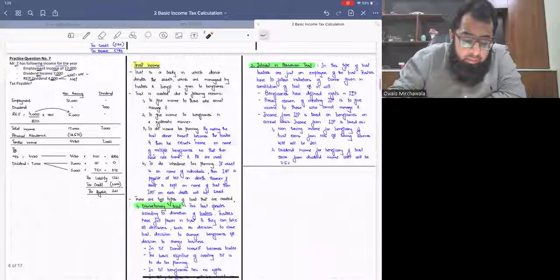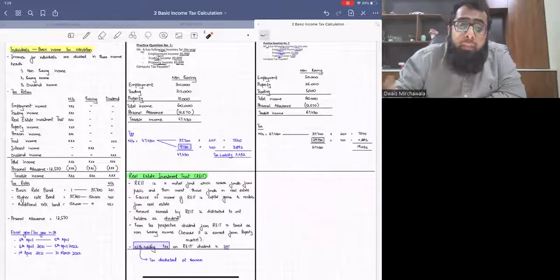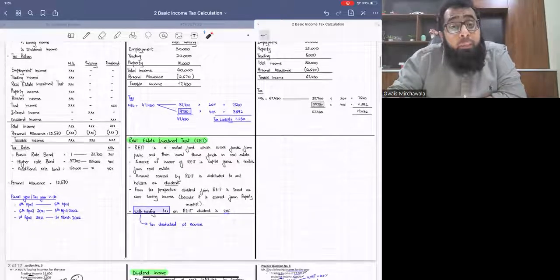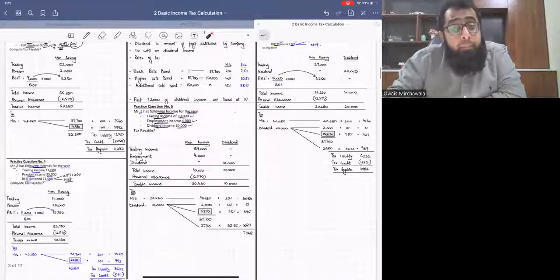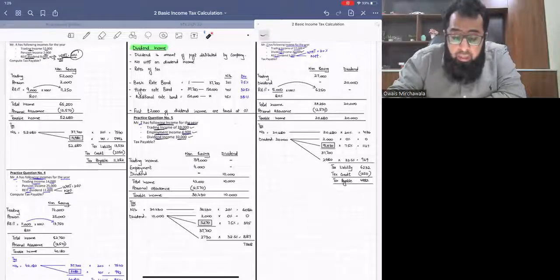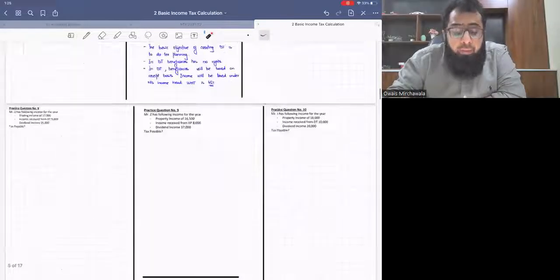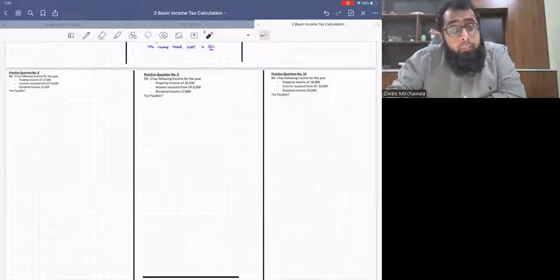So what we have discussed in this chapter till now is the basic income tax return. We did 2 practice questions. We discussed what a real estate investment trust is. Then we discussed what dividend income is. And we have started our discussion on trust income. When we look at the practice questions of trust income, you will get clarity on how trust income works.